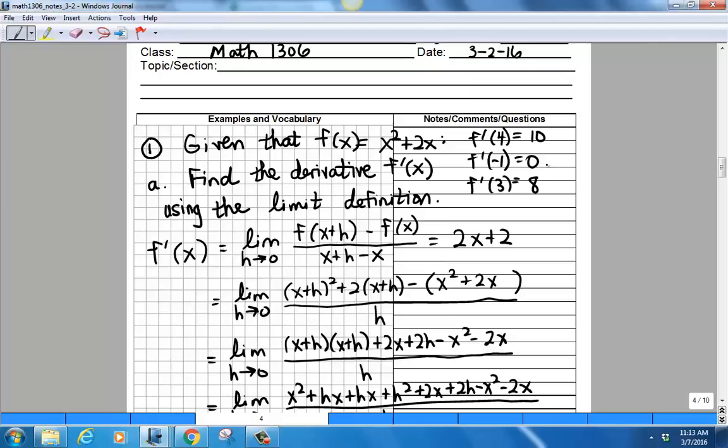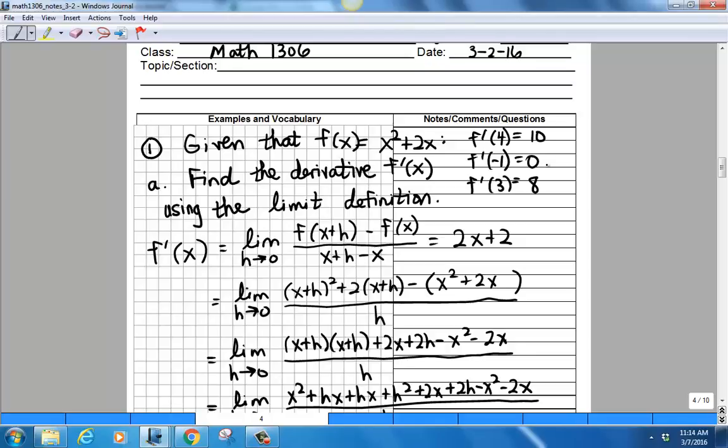I don't know what the graph of this function looks like, because I didn't graph it. I don't know if it's a peak turning point or a valley turning point, but at minus 1, there's a turning point because that is where the tangent line has slope 0. At 4, on the other hand, the curve is increasing, because this is positive. At 3, also the curve is increasing because the rate of change is positive.